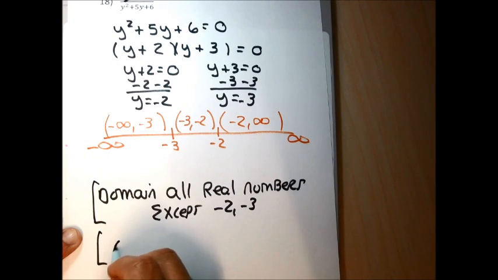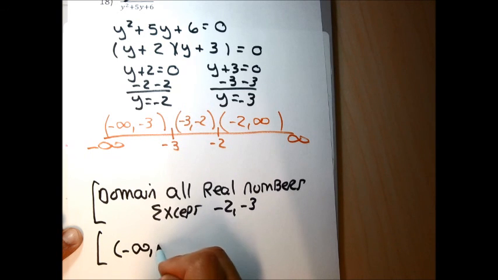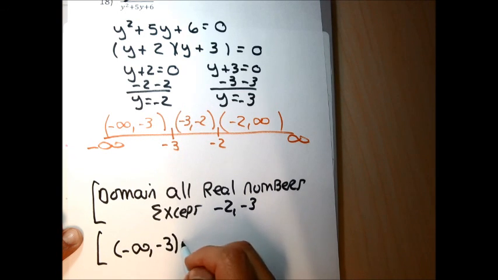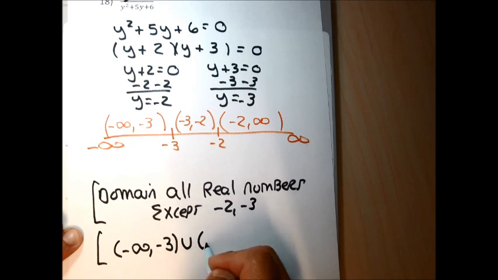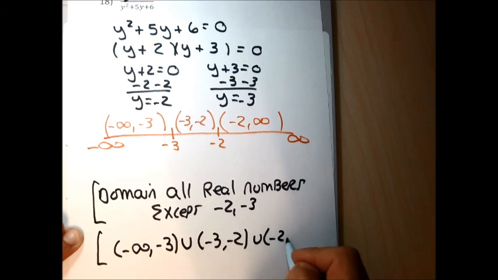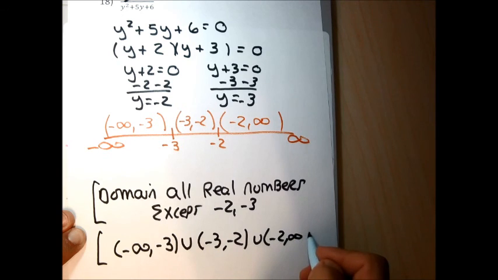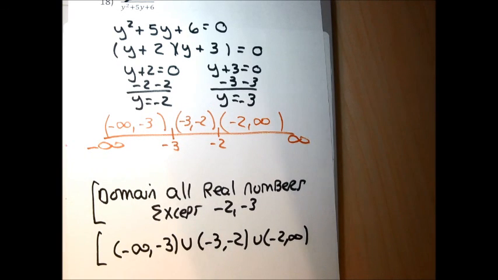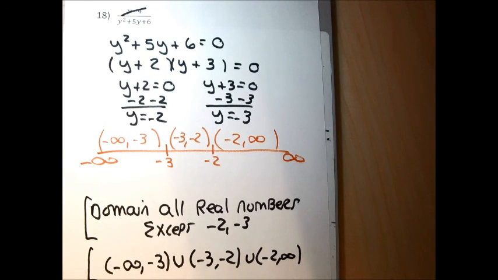The second part of my answer is, in interval notation, the domain is negative infinity to -3, union -3 to -2, union -2 to infinity. And it asks for both. My guess is on the final exam, I'll say find the domain, write your answer in interval notation or in words, and I'll give you the choice of what you want. But just to be safe, make sure you can do both ways.